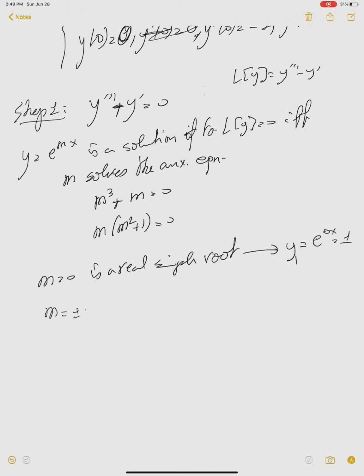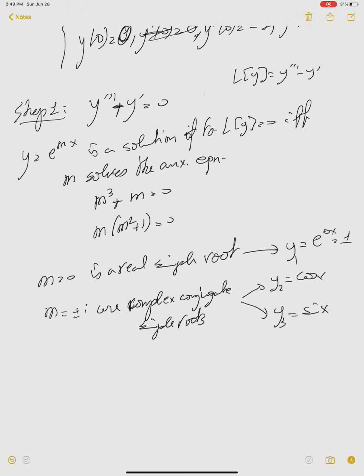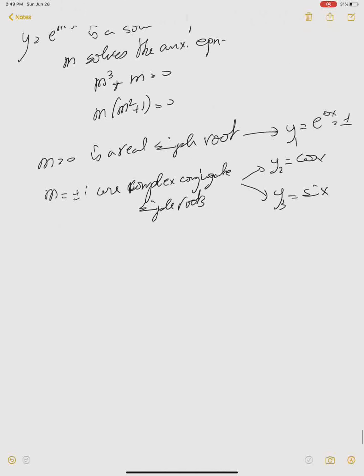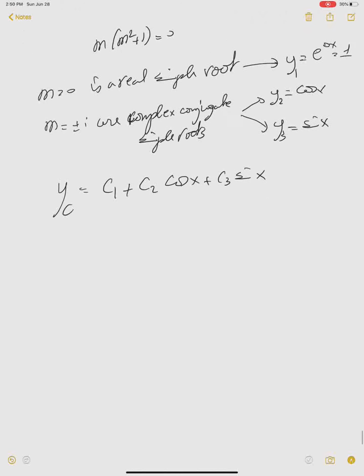m equal plus or minus i are complex conjugate simple roots. So they give me two solutions: y2 equal cosine x times e to the 0 x, and y3 equal sine x times e to the 0 x. Then the homogeneous solution y sub c is c1 times 1 plus c2 cosine x plus c3 sine x.